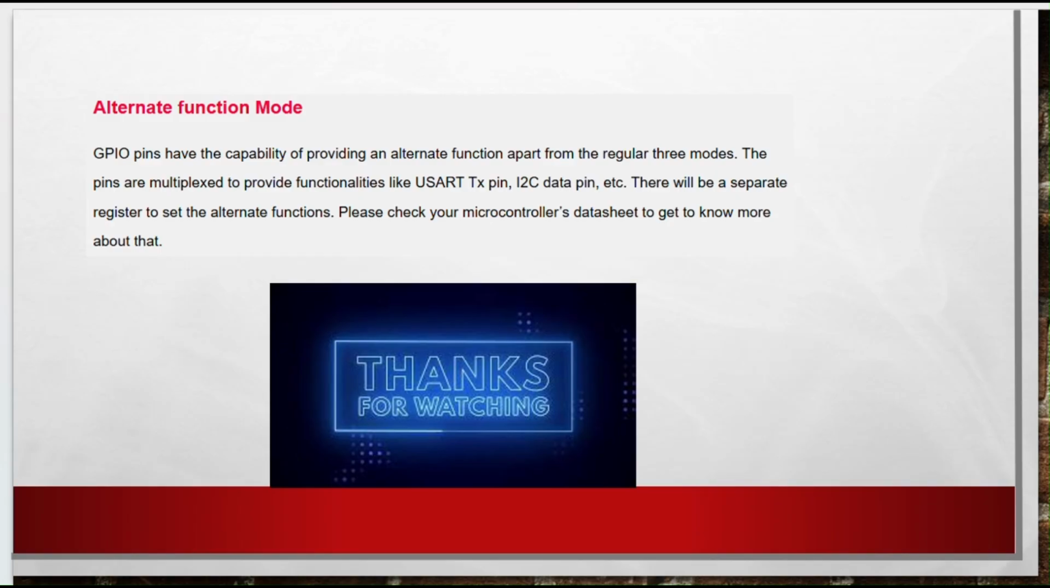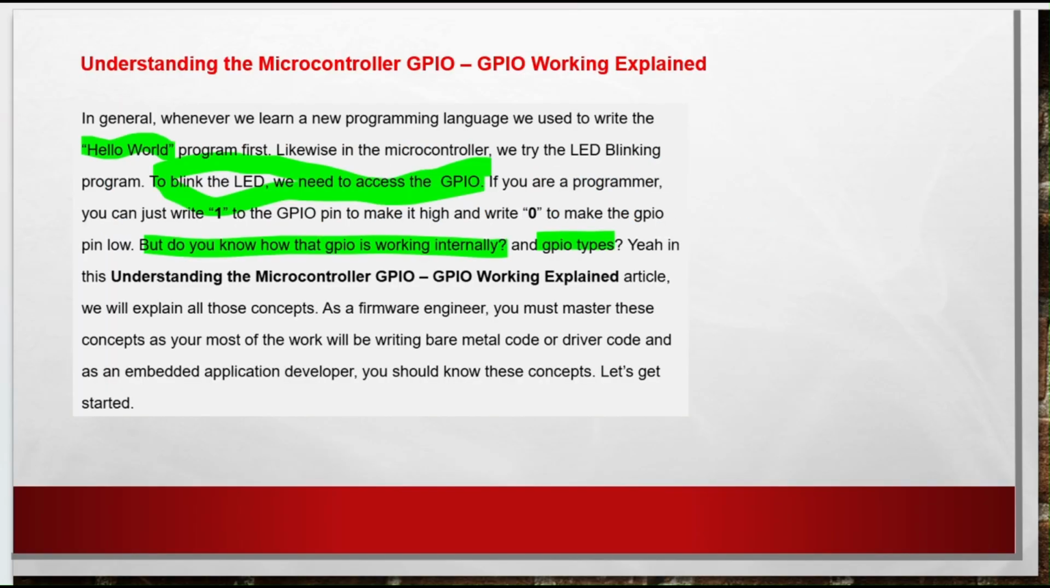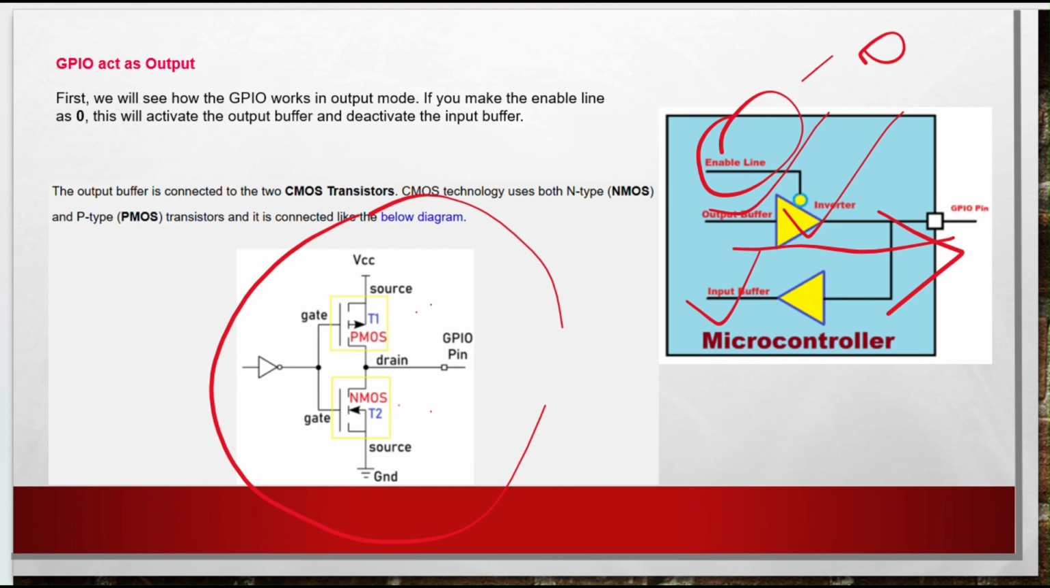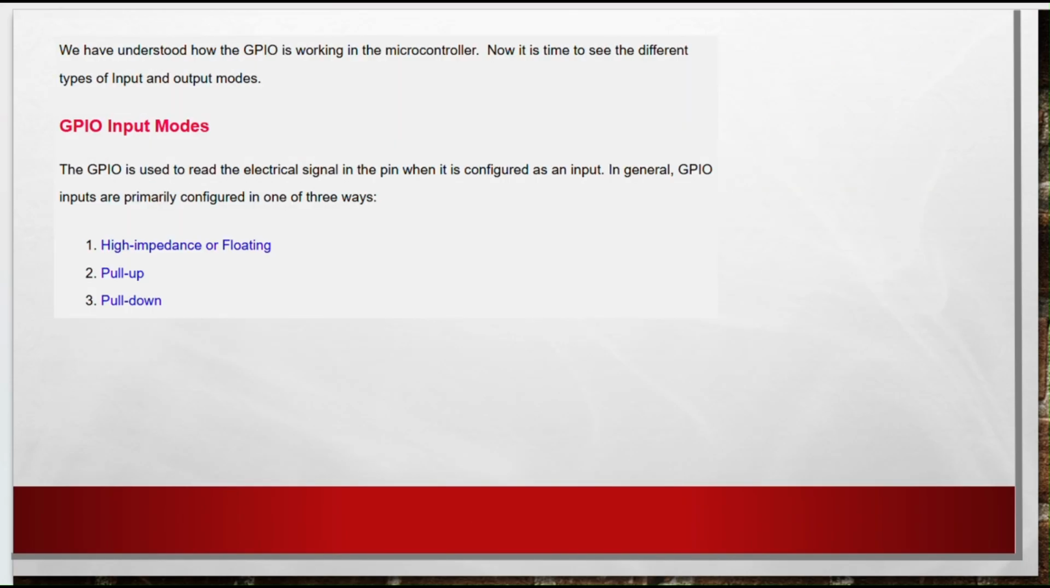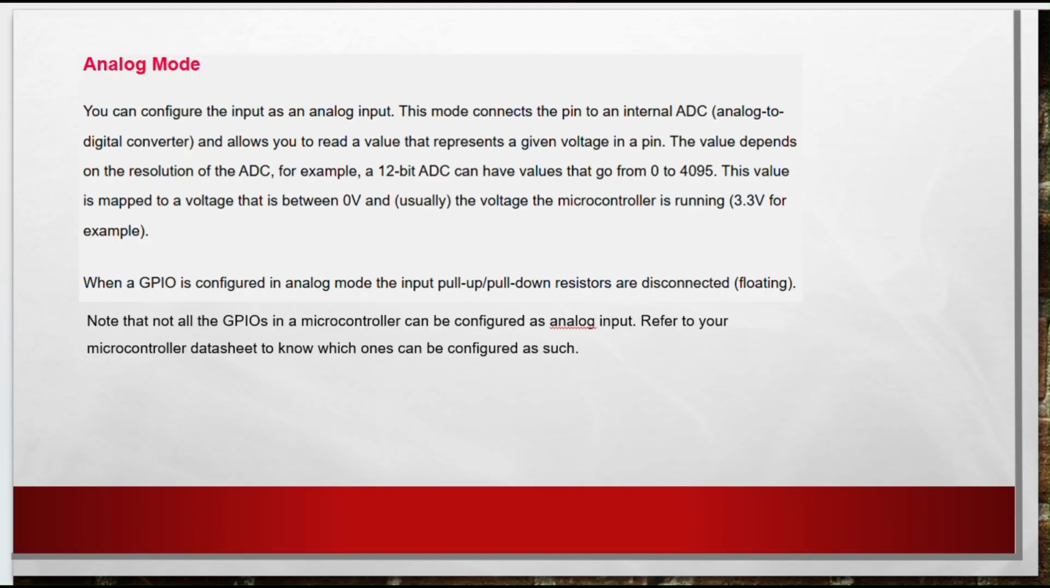Thank you for watching. This is all we know about how the GPIO works inside the microcontroller, how CMOS technology is used to create NMOS and PMOS transistors, and by using those NMOS and PMOS transistors we can do high and low in the microcontroller. To make it an input, we have three modes: floating, pull up, pull down. In output we have push pull and open drain, which is used for the communication protocols. So this is the overall summary.